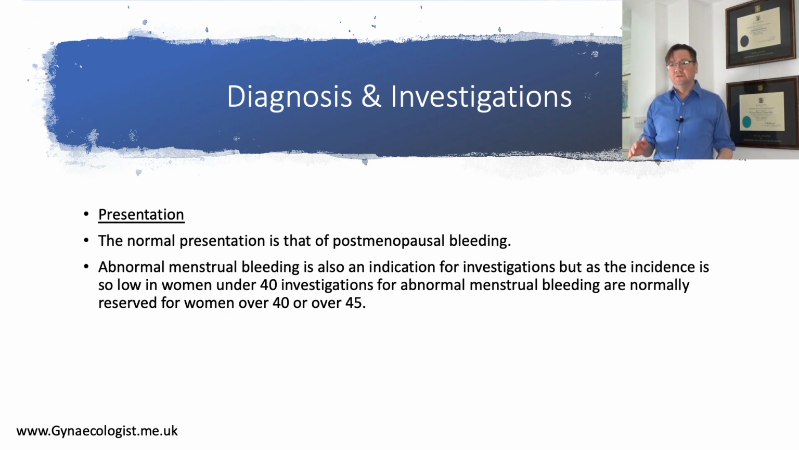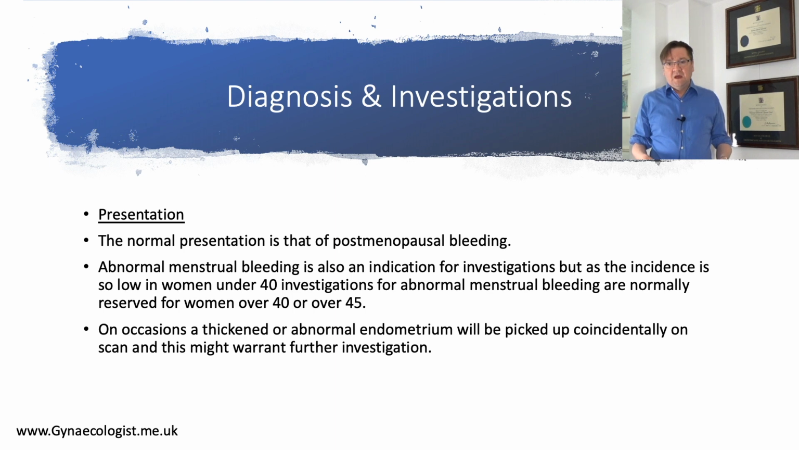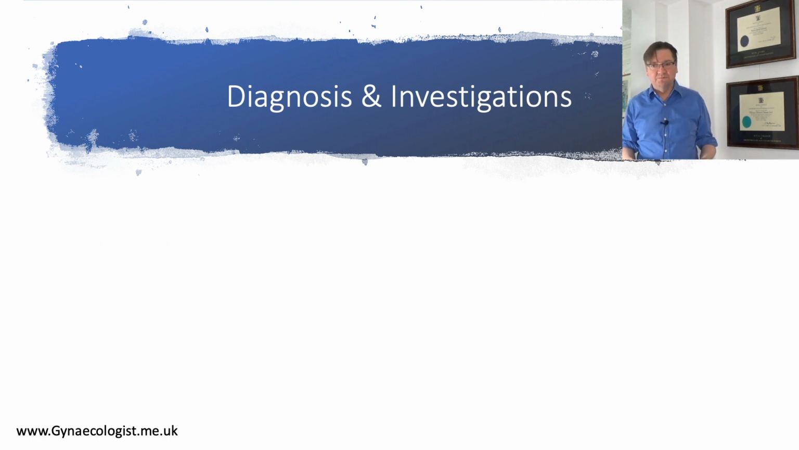Abnormal menstrual bleeding is also an indication for investigations, but as the incidence is so low in women under 40 years of age, remember from the last lecture it was less than 1.2%, it's normally reserved for women over 45 or over 40, depending on your protocol. And on some occasions, women have an ultrasound scan for other reasons and are found to have a thickened endometrium. It might be picked up coincidentally on scan. It's really an issue in postmenopausal bleeding because in premenopausal women, we don't really know what the thickness should be.